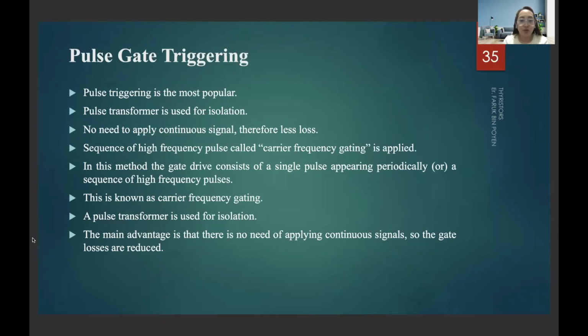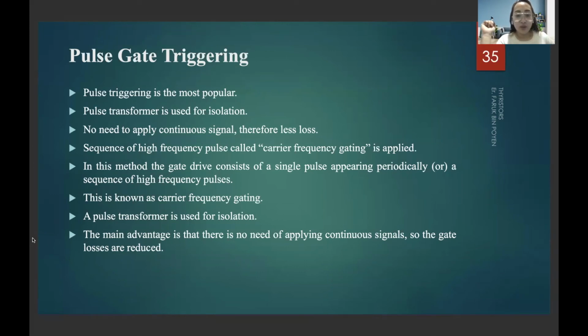A pulse transformer is used for isolation. No need to apply a continuous signal because once you trigger the SCR through the gate, it will turn on. You meet the holding current, plus you go beyond the current supply. That's why it is on. No need to continue supplying the signal because it is a pulse.